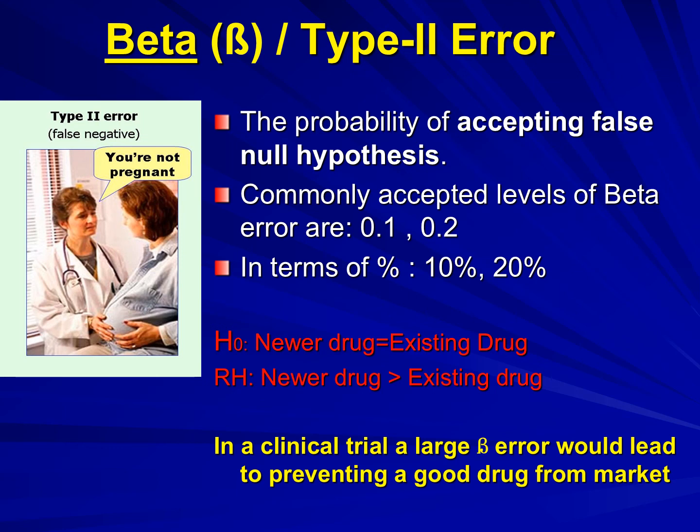So if we commit the beta error or the type 2 error in this case, that means we are going to accept the false null hypothesis. And what is the null hypothesis that is false? That the lady is not pregnant. So if we commit the type 2 error or beta error, we are going to accept that the lady is not pregnant. So hopefully you have understood the concept of beta error.